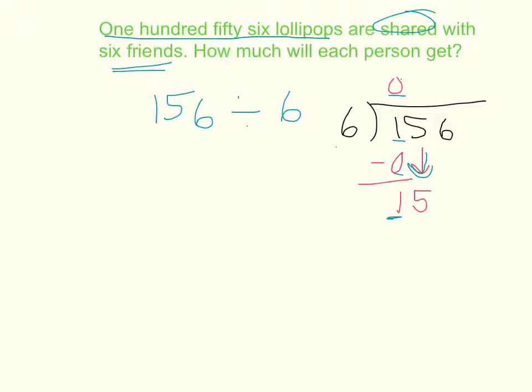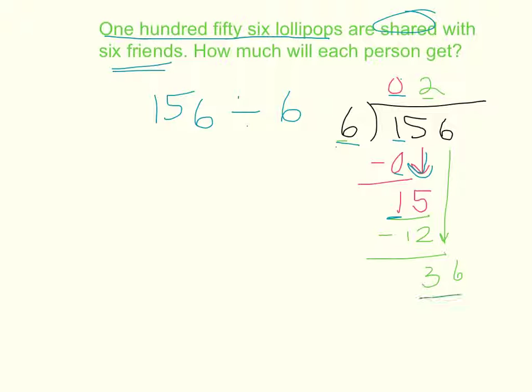Divide, multiply, subtract, bring down. So now what I'm going to do is go to this 15. 6 goes into 15 twice. 2 times 6, because I'm multiplying, is 12. So I've divided, multiplied, I need to subtract. I get 3. And then I'm going to bring down the 6. Divide, multiply, subtract, bring down. So I'm going to finish this up now.